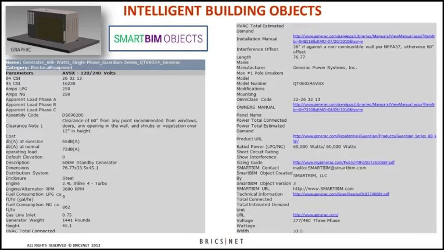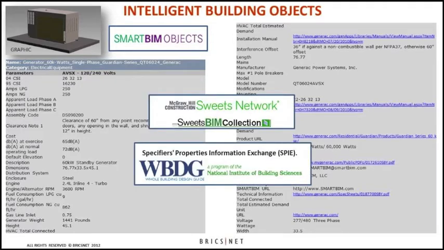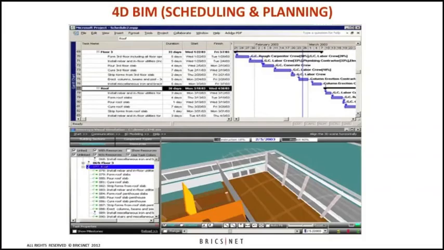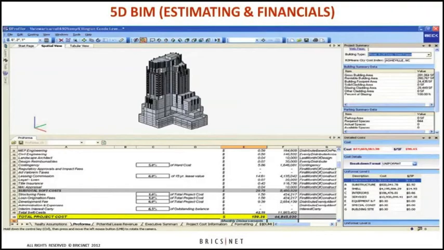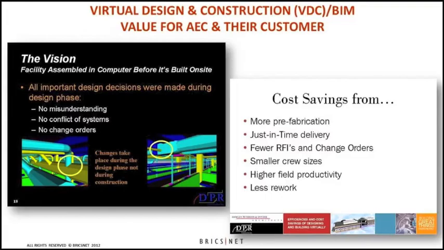Another form are actually intelligent building objects, where objects have all this data. In this case, they could be obtaining that information from various electronic catalogs that architects and engineers can draw from. There's 4D BIM, which includes working with the project schedule. Another form of model is 5D BIM, where it includes the estimating and financials with the building information model. We know that there's a lot of value during the architectural engineering and construction side of using BIM. The question gets to be, how do we use the BIM model for facility management?